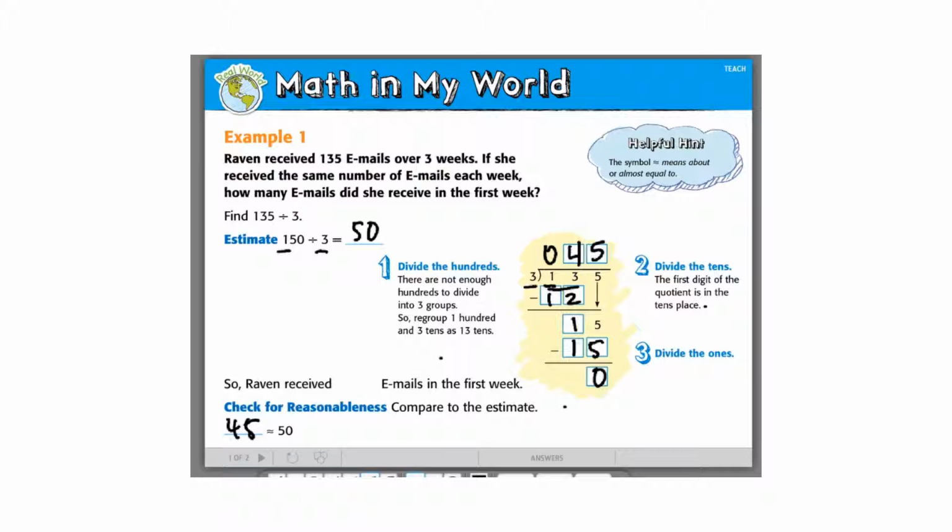My estimate was 50. So if I'm checking for reasonableness, I'm trying to see if it's a reasonable answer. And 45 and 50 are pretty close, and so I think that my answer is probably correct. If you get them in the same 10, yes. Any questions on example number 1? Because we've done division before.